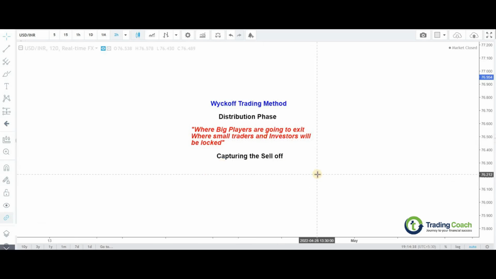All right. So right after the distribution phase, it's not necessary that the market has to go into a downtrend. Sometimes it will just give a big fall and then quickly the prices can reverse. But either way, you can capture a nice sell-off to the downside.